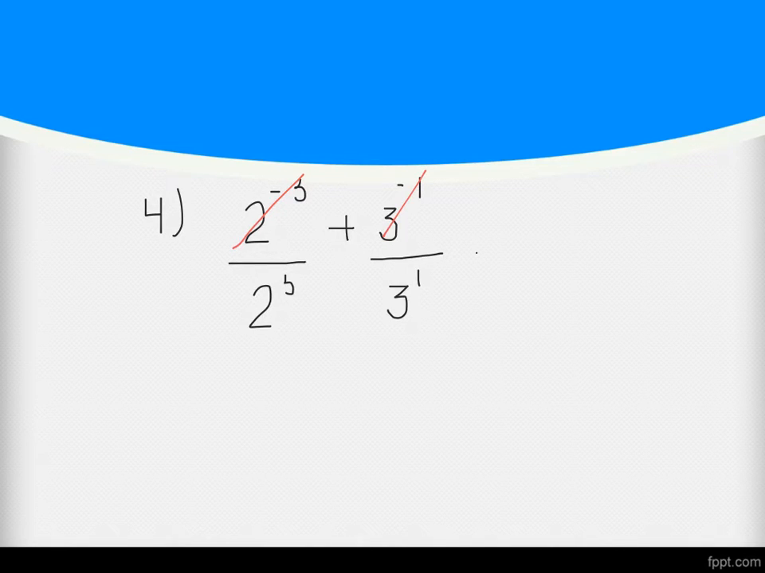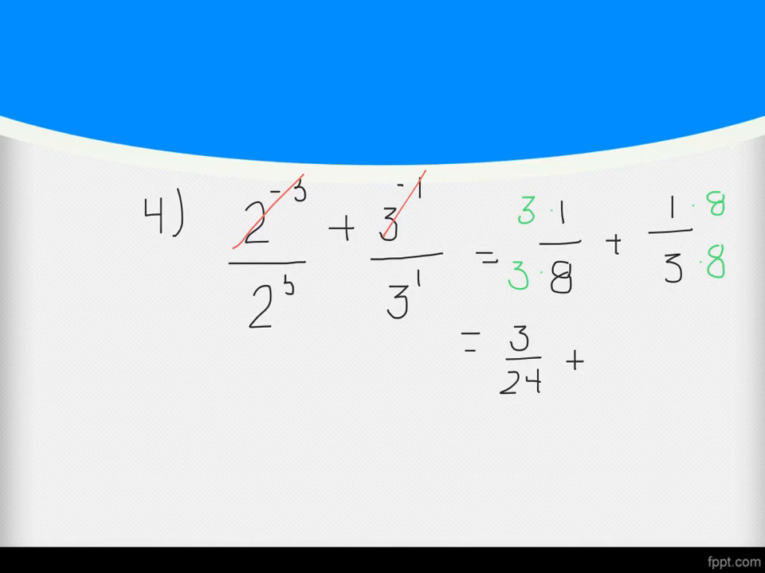So what I basically have here at this point is 1 over 2 to the 3rd, which is 8, so 1 over 8, plus 1 over 3 to the 1, which is 3. Well, those can be combined if I get common denominators. The common denominator would be 24. So I'll need to multiply the top and bottom by 3. And for the second fraction, I'll need to multiply the top and bottom by 8 to get 24 on bottom. So now I have 3 over 24 plus 8 over 24.